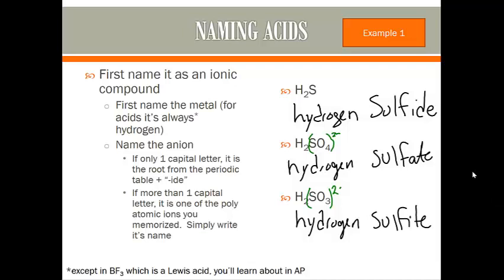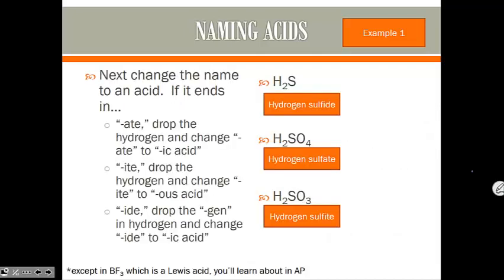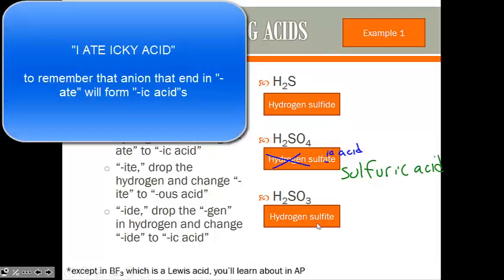Now, it's the ending of these ionic names that we will focus on in order to figure out the name of our acids. So for this first example, we're going to jump around a little bit. Let's start at hydrogen sulfate. If you have an oxyacid that ends in ate, we are going to drop the hydrogen completely from the name and change ate to ic acid. So hydrogen sulfate, H2SO4, becomes sulfuric acid. You can remember it as I ate icky acid.